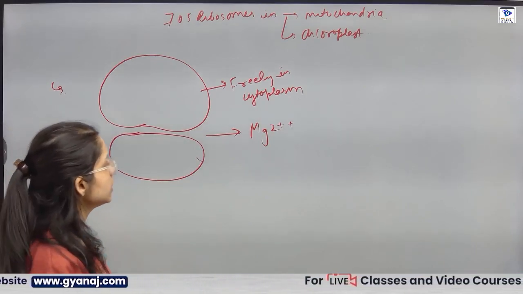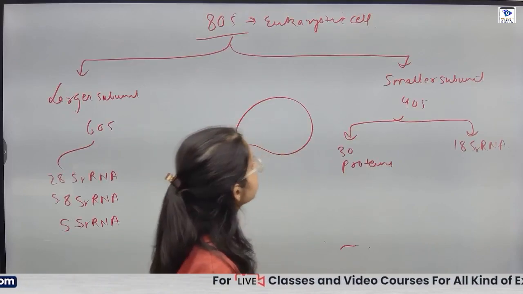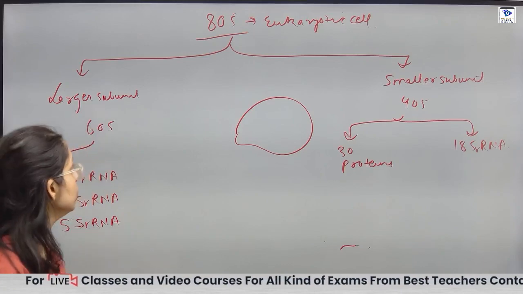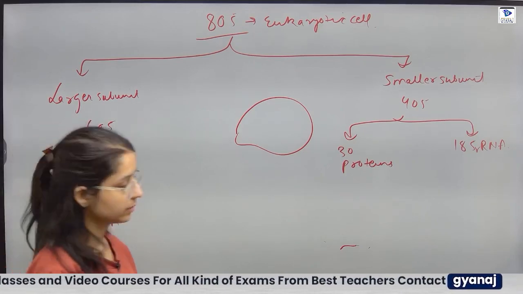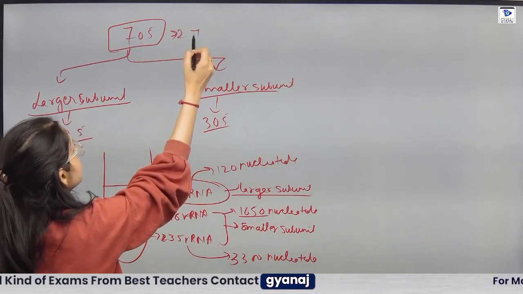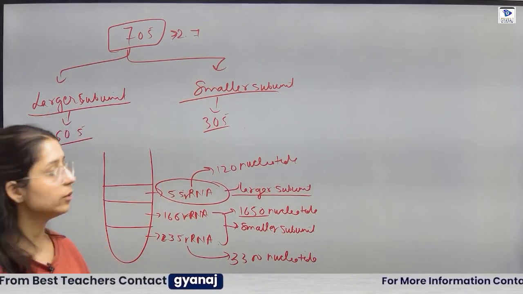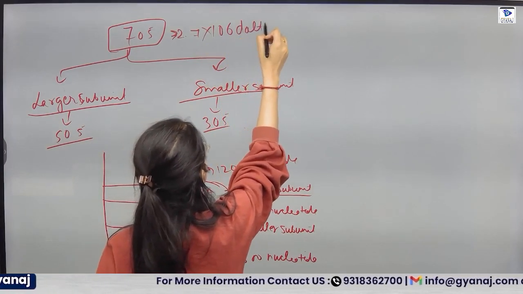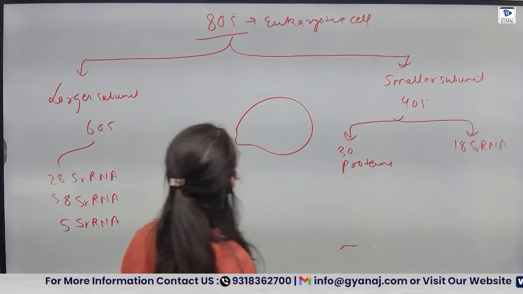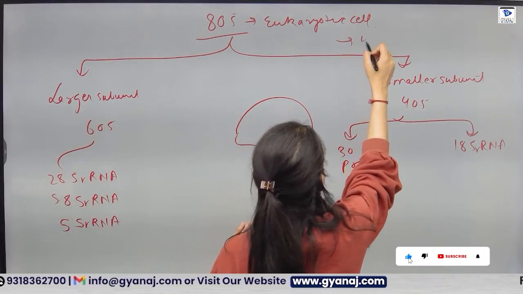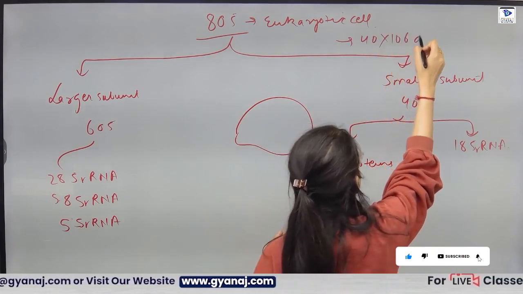And if we talk about the molecular weight of the 70S and 80S, the 70S molecular weight is 2.7 into 10^6 Dalton. In the 80S, the molecular weight is 4 into 10^6 Dalton.